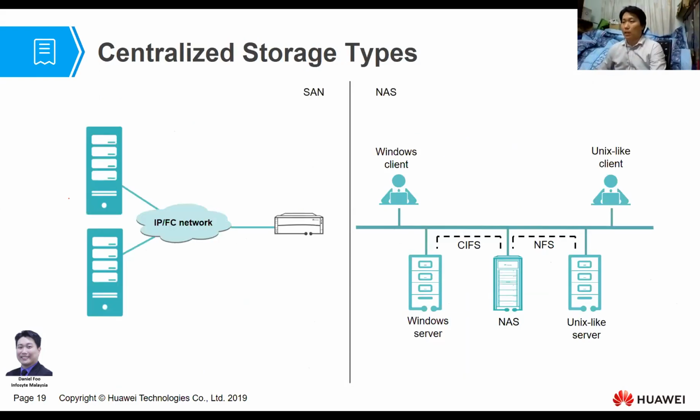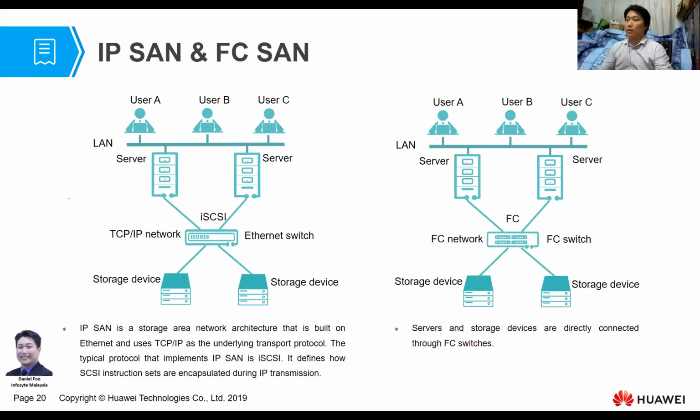Okay. So for centralized storage type, you will see we have SAN and also NAS environment. SAN is utilizing IP network connection or FC, and your NAS will be used as a file share folder, to actually share your files like a normal file server type. So as you can see here, the differences between IP SAN and FC SAN. So how does it differ?